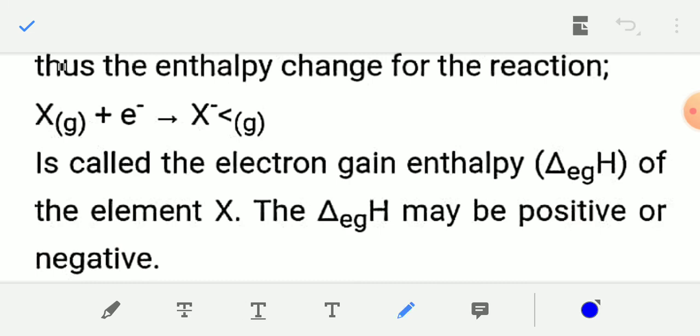So the general representation of electron gain enthalpy is: X is a gaseous isolated atom, X(g) plus one electron. You add one electron, and X becomes X minus anion, which is also in gaseous state. The energy change during this process, during addition of an electron, is called the electron gain enthalpy of the element X. And the value of electron gain enthalpy may be positive or negative.